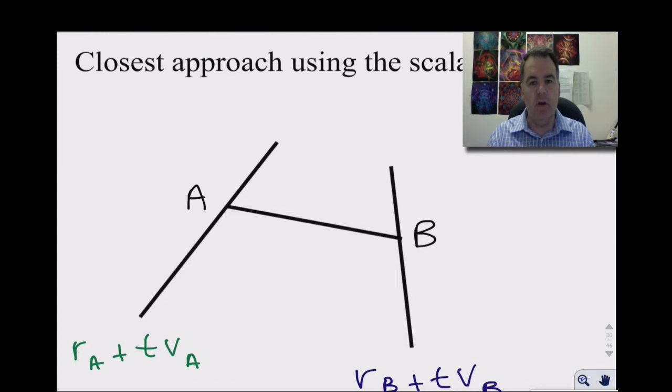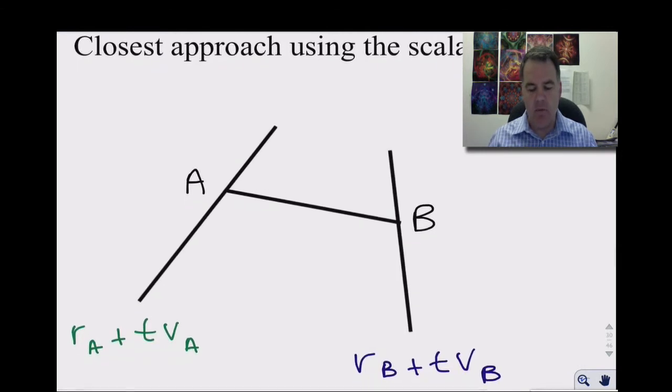Now in this approach, we're going to use the scalar product to get this problem done. We did it a different way, and I'm going to show you two different ways of doing this problem, but I want to show you a new way, which is using the idea of the scalar product. So here I've got two objects, A and B, they're moving along here, and we want to try and find out when are they closest.